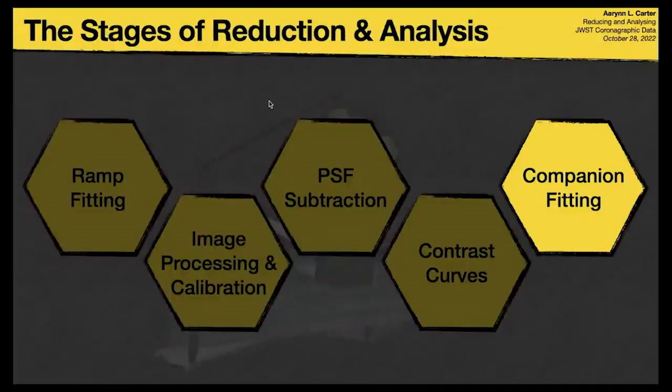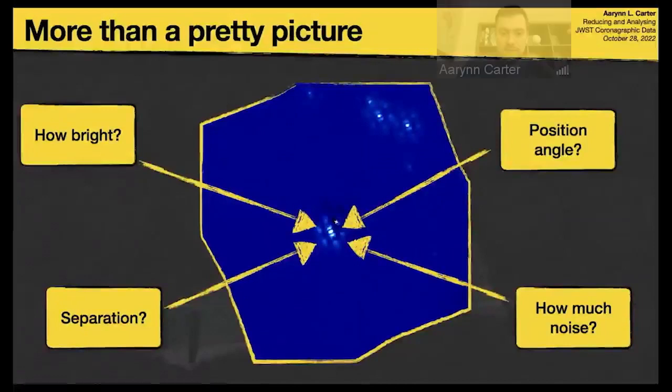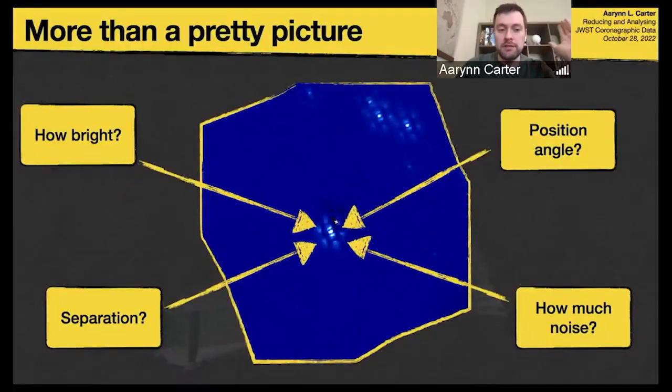We put a lot of effort in to produce these really nice images, but really we want to get some more solid science out of them, and that's questions like how bright is this object? What's its separation? What's its position angle? Is there a lot of noise near the planet? We want to get some solid number for what that planet is. So we can do this as well in spaceKLIP.